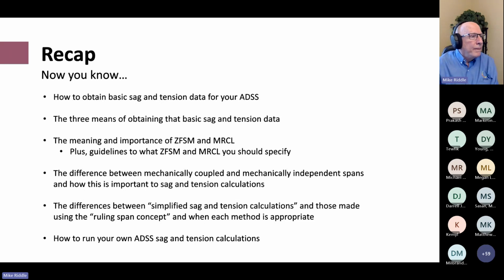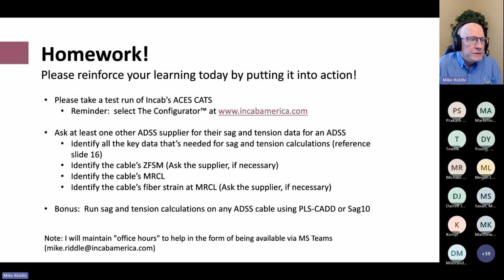So, recap. So now you know how to obtain your basic sag and tension data for your cable. You understand the meaning and importance of zero fiber strain margin and MRCL. You understand the difference between mechanically coupled and mechanically independent spans and how that's important to doing these calculations. You understand the difference between the simplified sag and tension calculations and those made using the ruling span concept, and you have a good idea of when each method is appropriate, and you know how to do your own ADSS sag and tension calculations.